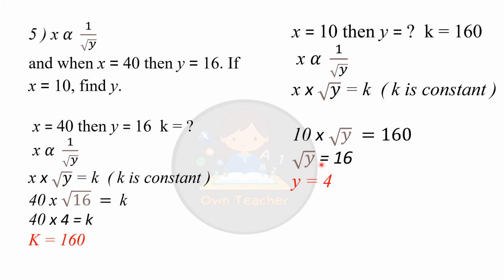Square root y is equal to, here we will divide 160 by 10. After dividing, we get the value of square root y is equal to 16. So y is equal to 256, because the square of 16 is 256.